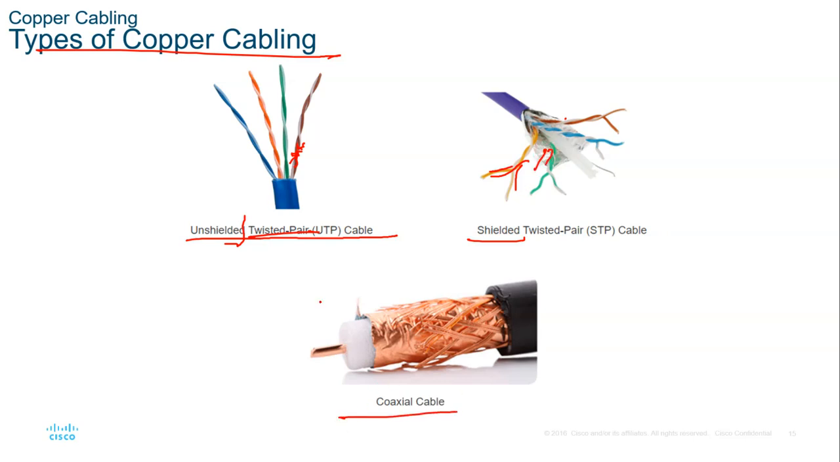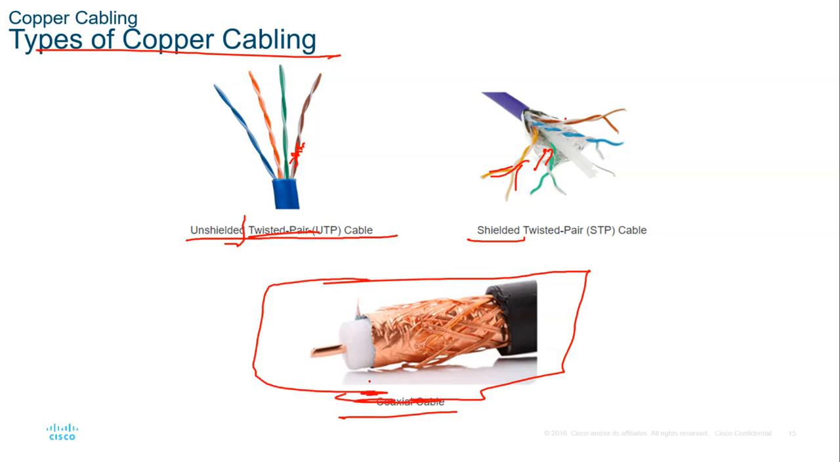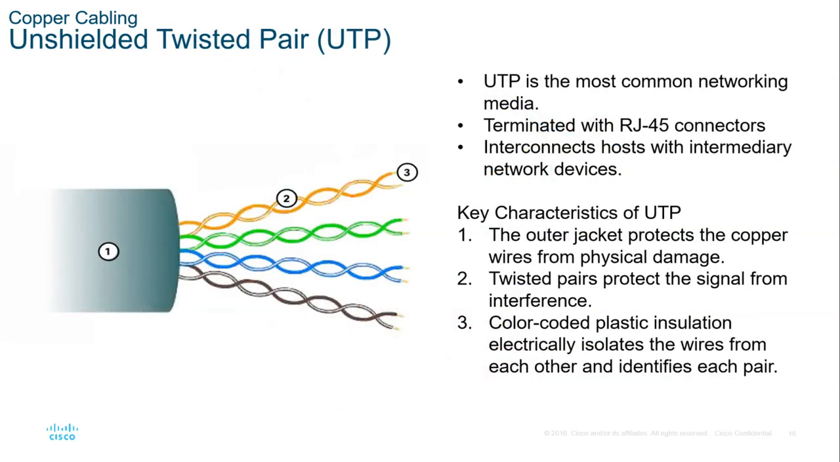Then we have coaxial cable. This cable is common in our television antennas. You can check and see exactly how coaxial cable looks. Even those who are going to do camera installation will be able to interact with that cable. Unshielded twisted pair is the most common network media, terminated with what we call an RJ45 connector, and interconnects hosts with intermediary devices, mostly switches.